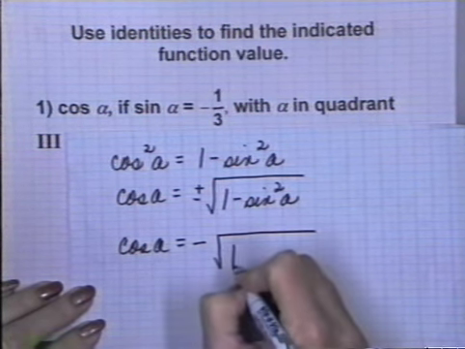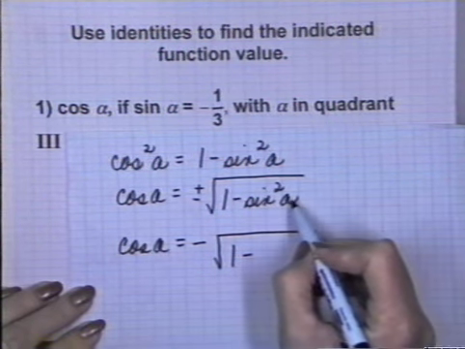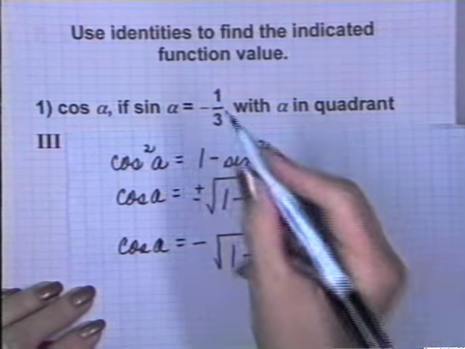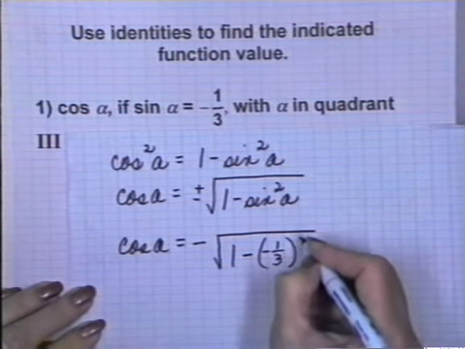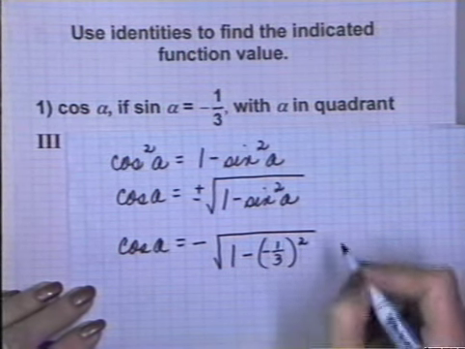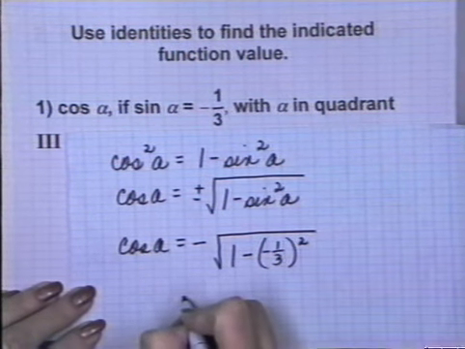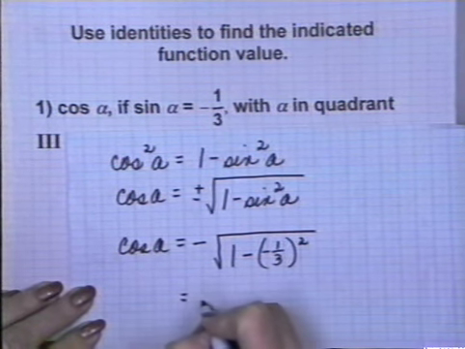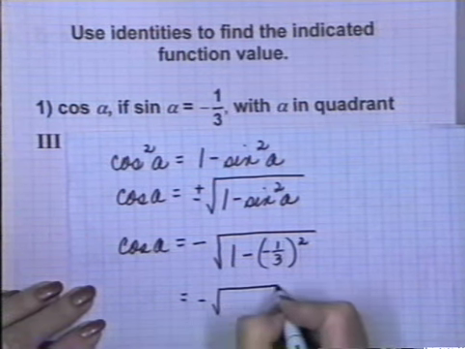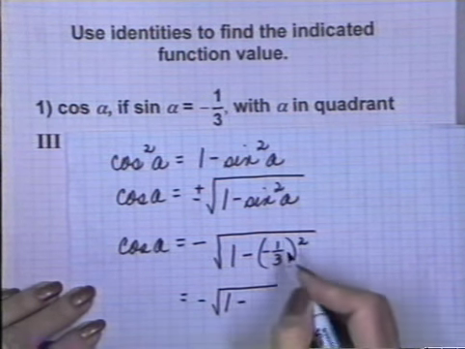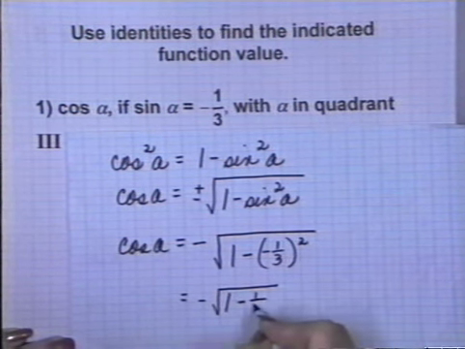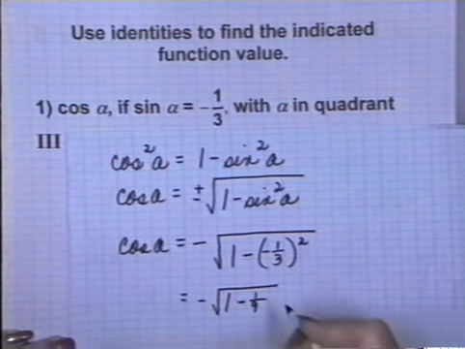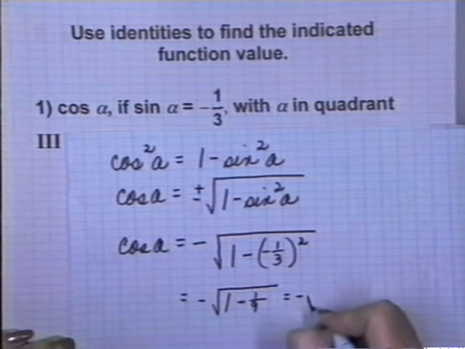And my next step here will be that in place of the sine of alpha, I'll put that value. So I need to take negative 1/3, and I need to square it. So let's see here what I get. I'll have 1 minus. Of course, when I square a negative, I get a positive. 1 squared is 1, and 3 squared is 9. And so now I get to work with some fractions.